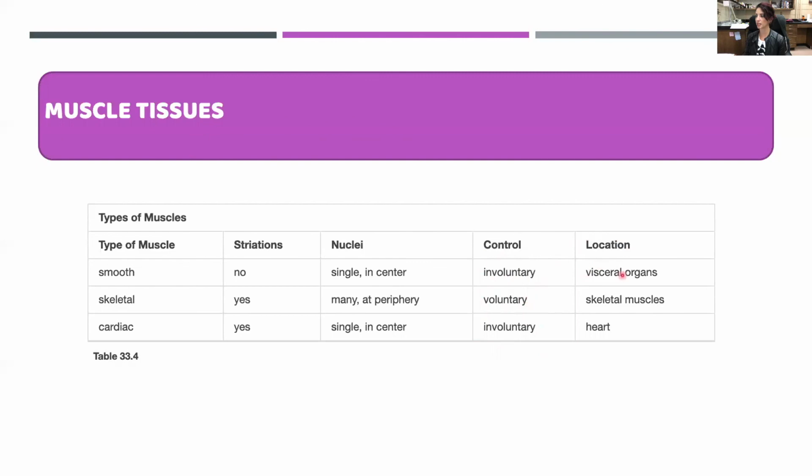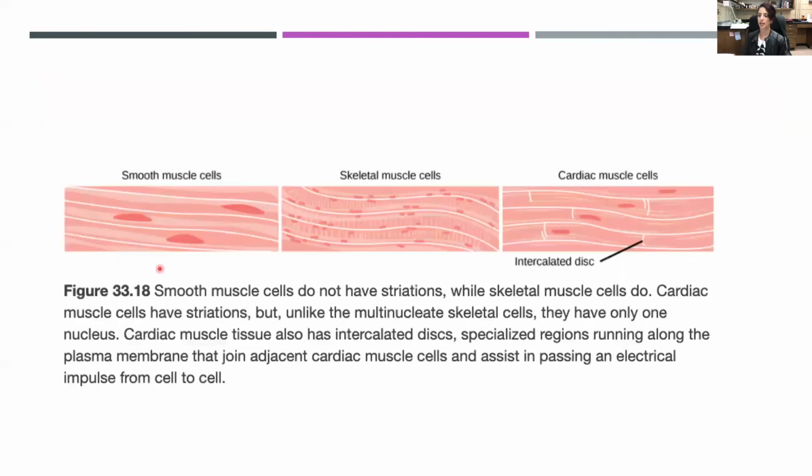The location for these are different. Cardiac, as the name suggests, is where you have your heart muscle. Skeletal is where you have skeletal muscles. And then your visceral organs are mainly composed of that smooth type of muscle. And here's what all of that looks like under the microscope. As we said previously, we don't see striations within the smooth muscle cells as we do in the skeletal and the cardiac. And we have different specialized function for each of these cells.